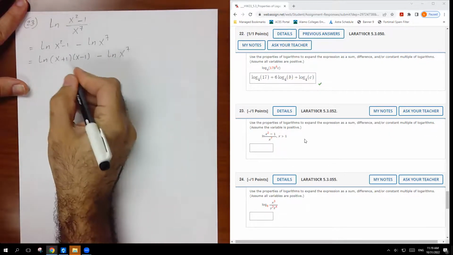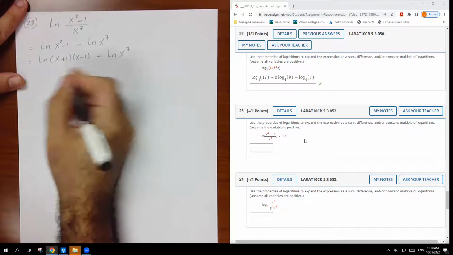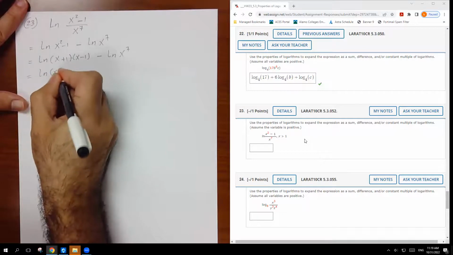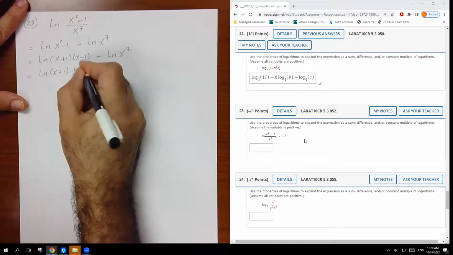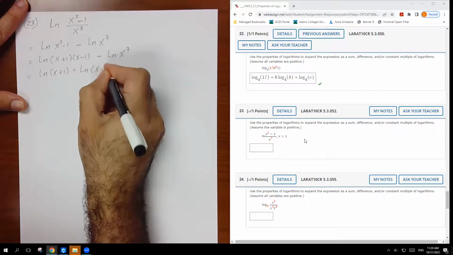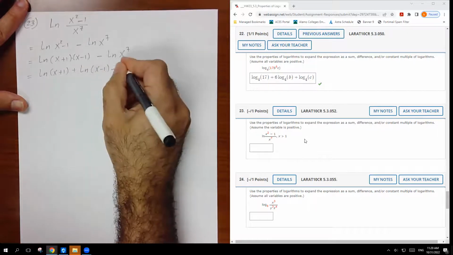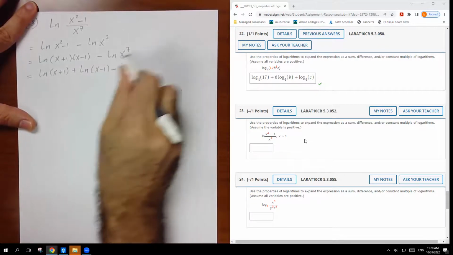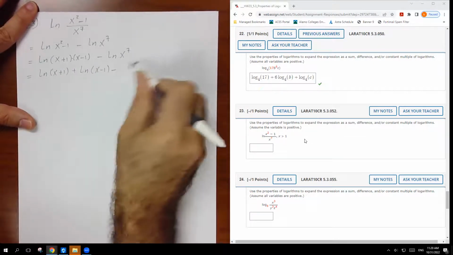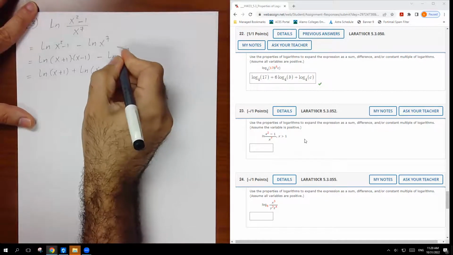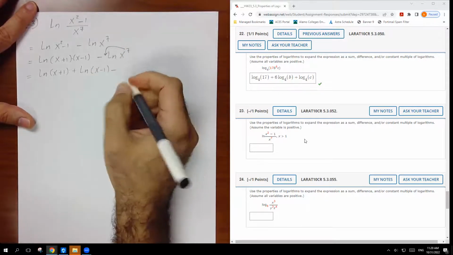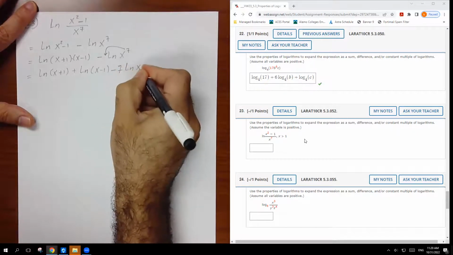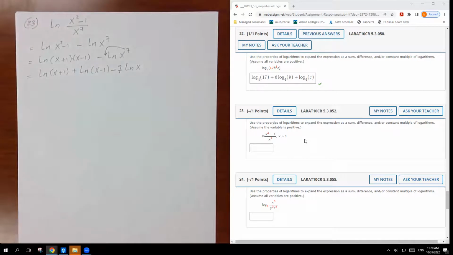Then this parenthesis times this parenthesis, so I can use the product property. So it's going to be ln of (x plus 1) plus ln of (x minus 1) minus ln of the same thing, because I have x to the power 7 here. So I can move the exponent to the front by using the power property. So minus 7 ln of x. So that's it for this example.